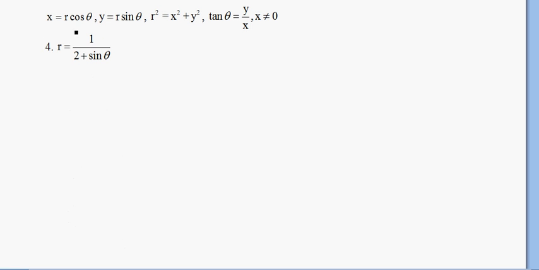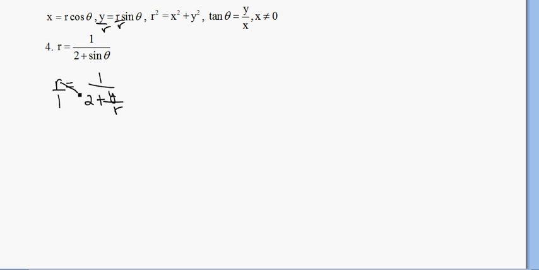So here we have another polar equation. I want to change it into rectangular. Since we have sine, if I solve for sine here, I divide both sides by r, so I get y over r is the same thing as sine. So I get r equals 1 over 2 plus y over r. And the smartest way to handle this problem is to cross multiply because this r is going to cancel out.